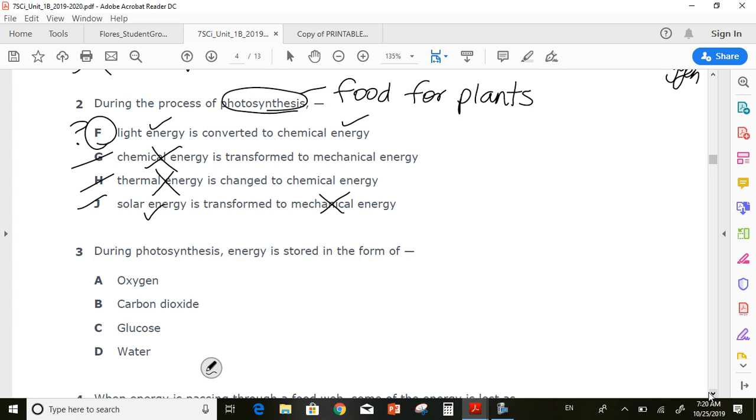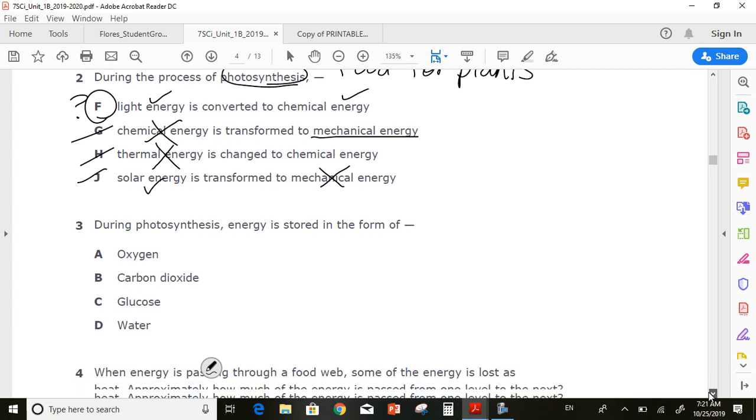Alright? If you didn't know what mechanical energy is, look it up. But it's not anything that we've learned in class. We should have learned this in 5th grade, and that has to do with mechanical, with moving things, with moving parts, like a car that you wind up and that's mechanical. You have to wind it up, then it moves. So yes, that's what mechanical energy is.